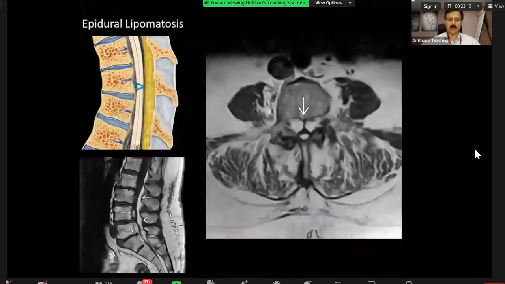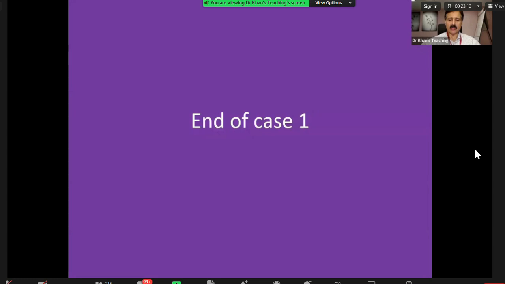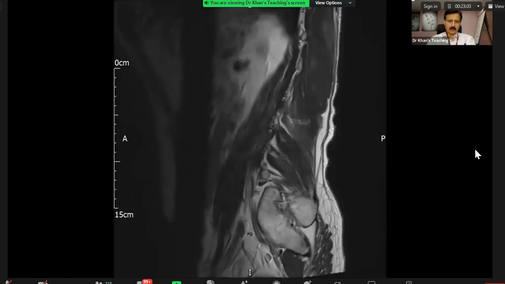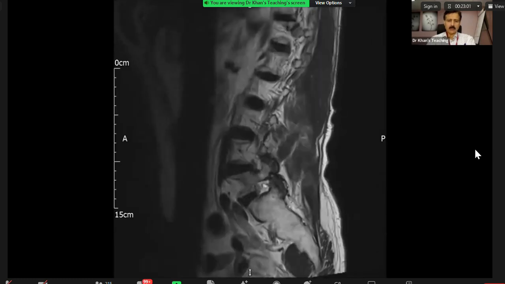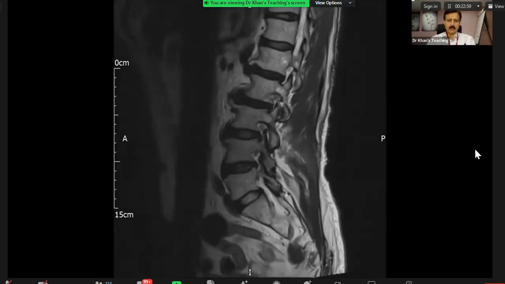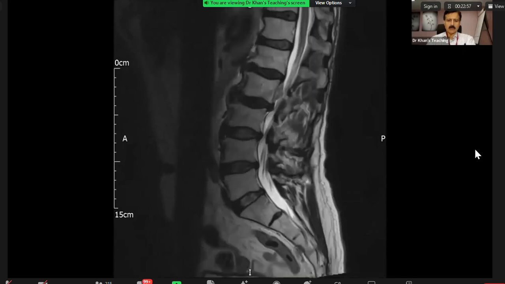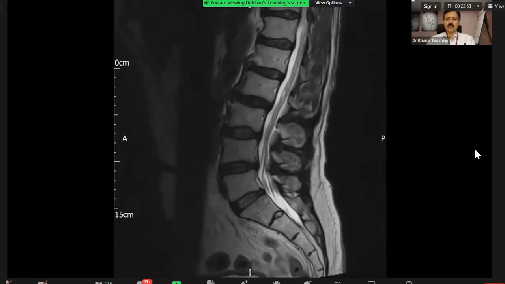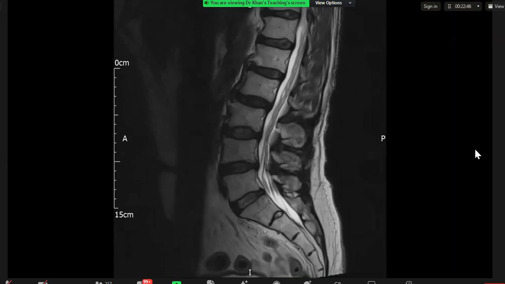Now, another case for you. End of case 1, case 2. Pain and numbness, left leg. Over to you. So T2, sagittal. Hint: you have to spend your time on this T2. Over to you.